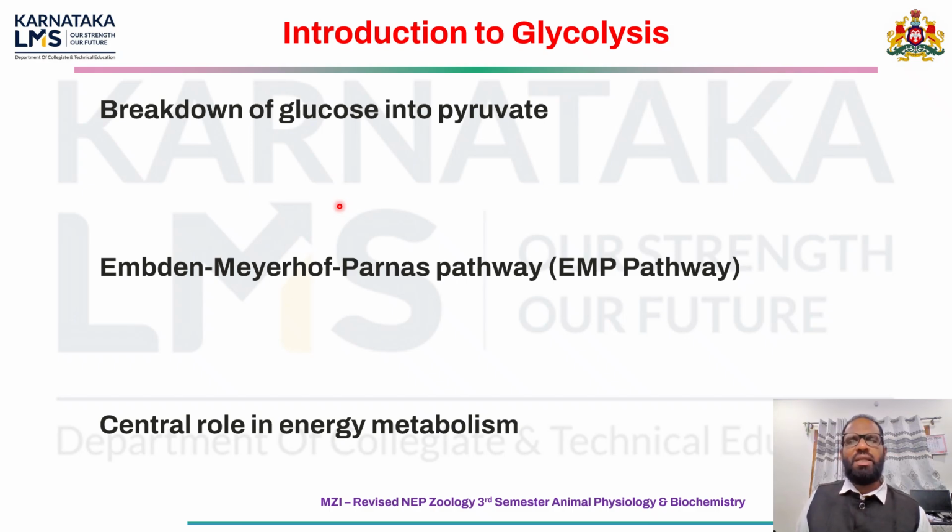Glycolysis is a term made up of two different terms which have been linked together. Glyco means sugar and lysis means breakdown, and that's why glycolysis means sugar breakdown. That's why this pathway is responsible for the breakdown of glucose into pyruvate. This pathway is also called the Embden-Meyerhof-Parnas pathway, the EMP pathway.